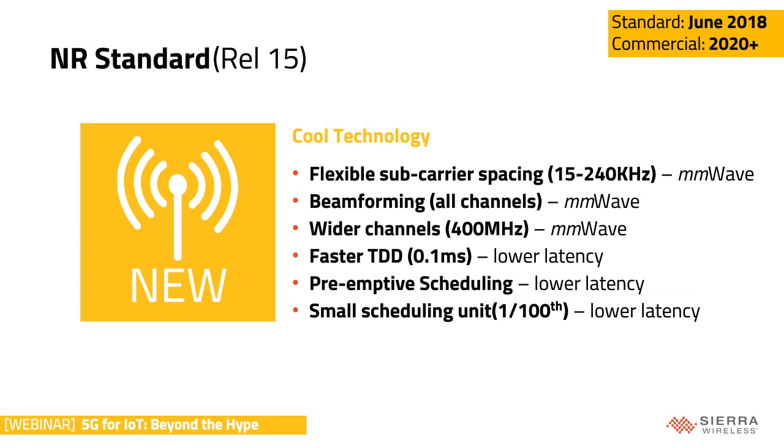With LTE, you have a QoS where you can control what transmissions you want to start, so you can prioritize. But once they're started, they have to complete. With NR, we can actually even preempt a transmission that's in progress. And the last one I wanted to mention was the short and minimum scheduling unit.